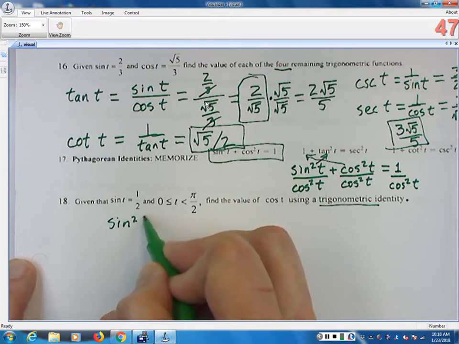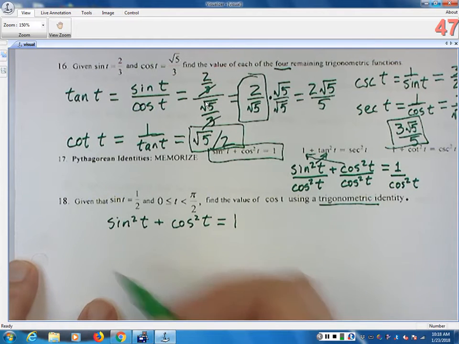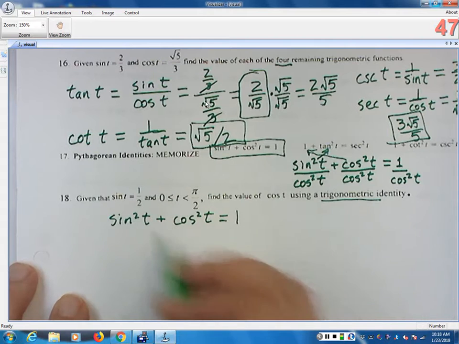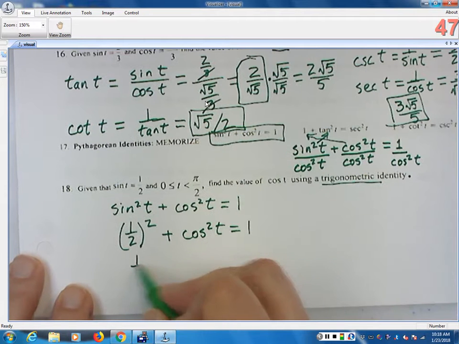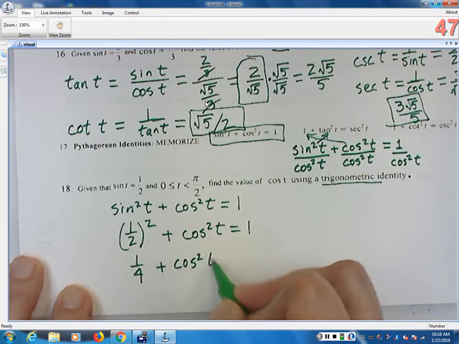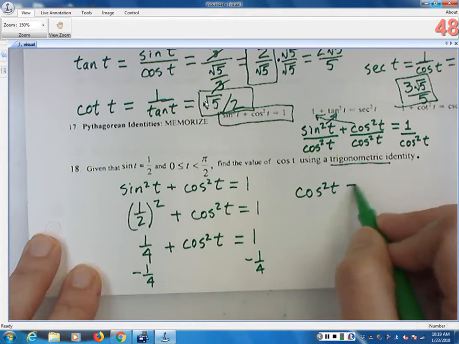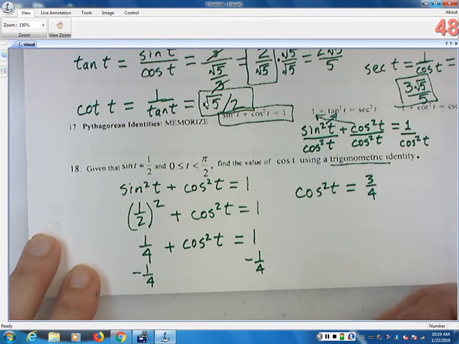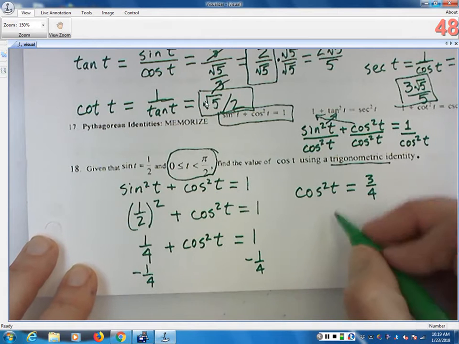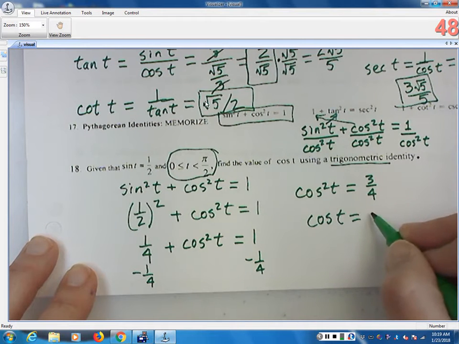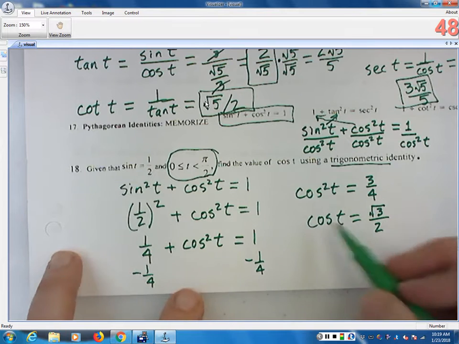Sine squared t plus cosine squared t equals 1. We're solving for cosine squared. We either can solve this equation for cosine squared right here, or we can plug in the 1/2 squared plus cosine squared t equals 1. That's 1/4 plus cosine squared t equals 1. Subtract the 1/4. Cosine squared t equals 3/4. Take the square root of both sides. Because we know it's between 0 and pi over 2, we don't have to do the plus or minus sign. So we get cosine t equals the square root of 3 over 2. I took the square root of 4. I skipped a step there, but I took the square root of both sides.